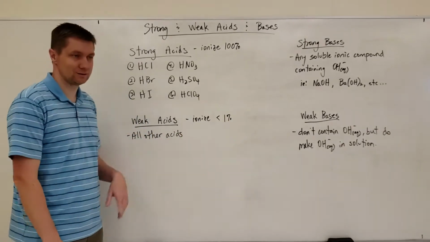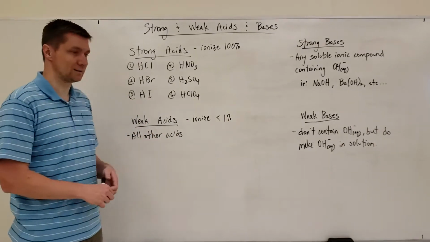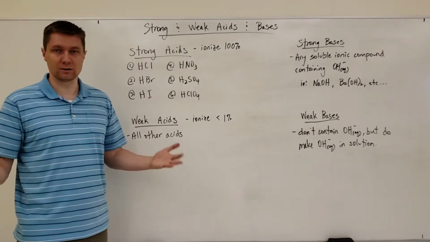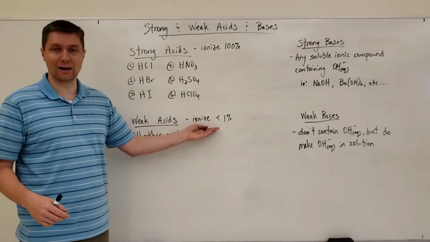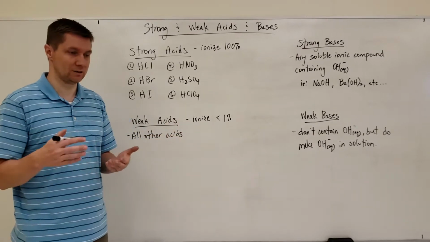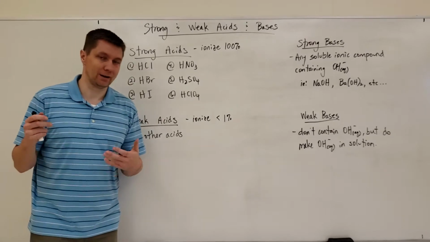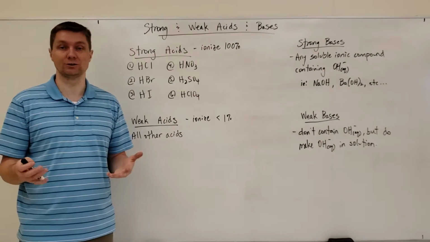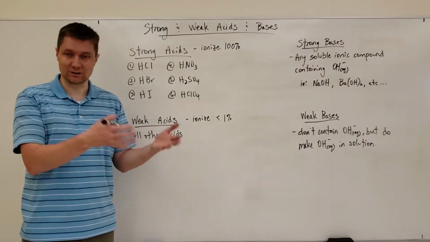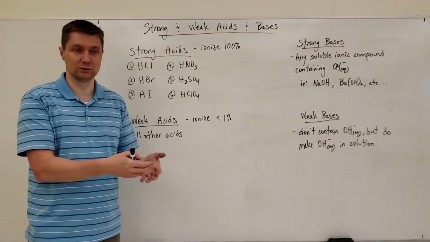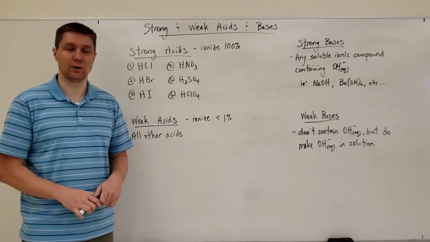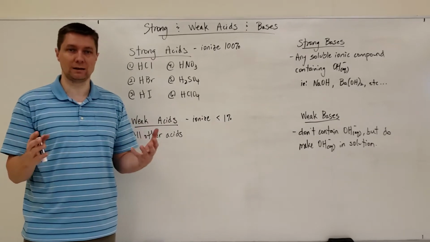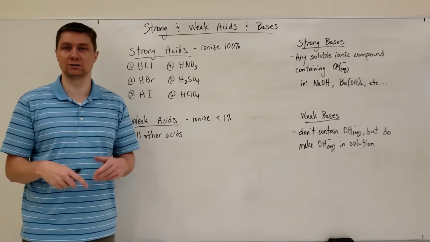Whereas weak acids, which are defined as basically any other acid that's not part of this list of 6, are all considered weak acids. These all ionize less than 1%. So if I were to take, for example, vinegar, which is a weak acid, it's not part of this list, CH3COOH, and stick 100 molecules of CH3COOH into water, maybe one of them would turn into ions. The others would just remain as CH3COOH in solution.